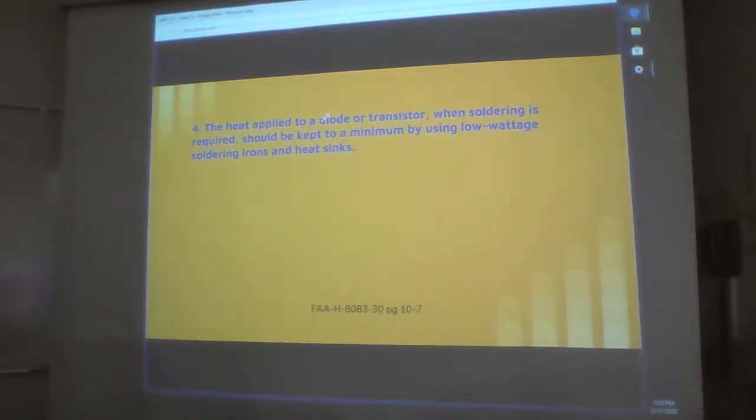The heat applied to a diode or transistor when soldering is required should be kept to a minimum by using low wattage soldering irons and heat sinks. Do not pry components off of a circuit board. We won't really be doing anything with circuit boards, so. But don't pry electrical components.